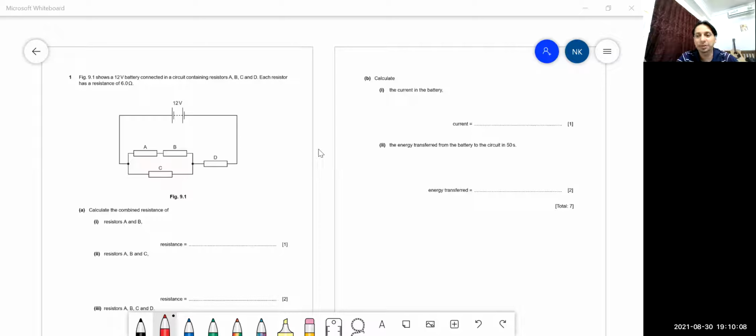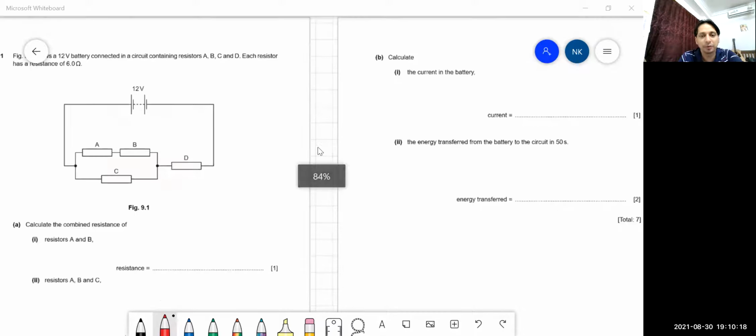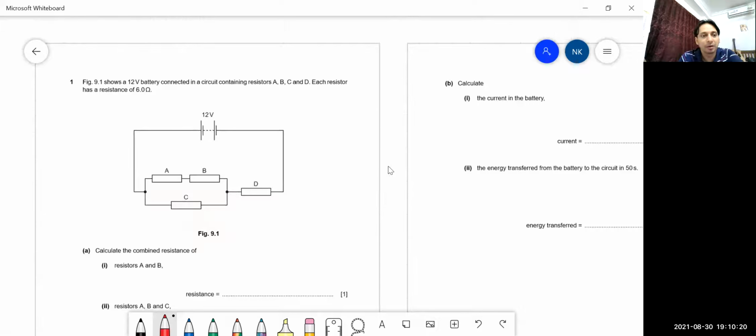I just want to discuss some important questions from the topic of resistance in series and parallel. Here we have question number 1. Figure 9.1 shows a 12 volt battery connected in a circuit containing resistors A, B, C and D. Each resistor has a resistance of 6 ohm, and you have to calculate the combined resistance of A and B. How to calculate the combined resistance of A and B?